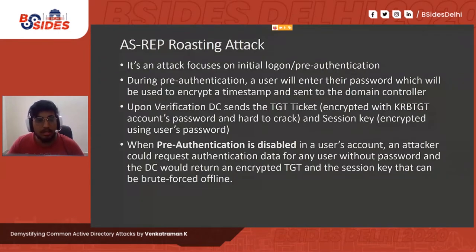The first attack is the ASREP roasting attack. It focuses on the initial step of authentication. During the pre-authentication of the initial login phase, the user enters the password, which is used to encrypt the current timestamp, and it is sent to the domain controller. Once the domain controller receives it, it verifies it by decrypting using the password, and the timestamp is verified in order to avoid replay attacks. Upon verification, it generates a ticket, which is the TGT ticket.